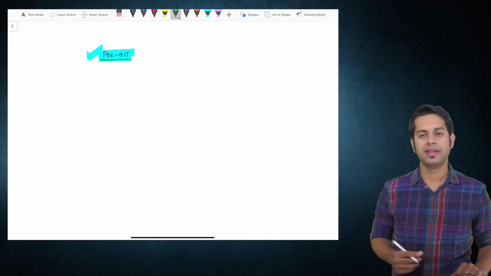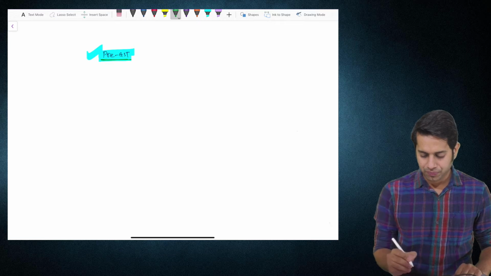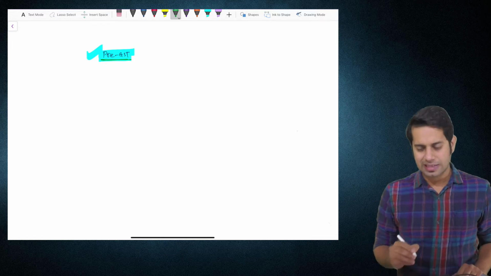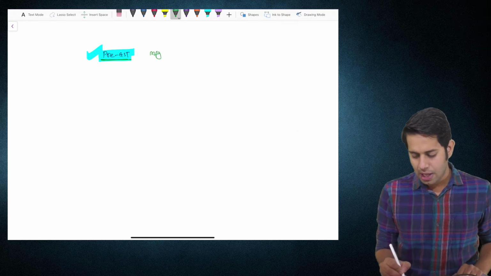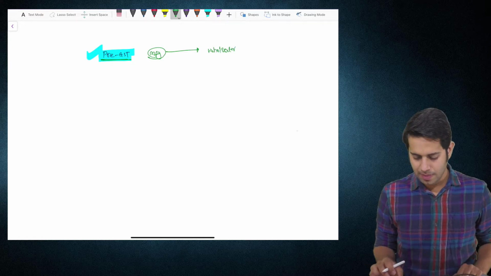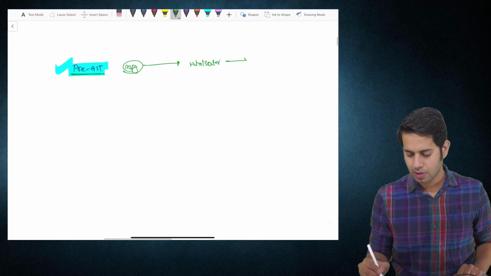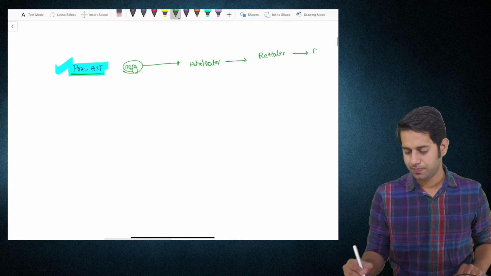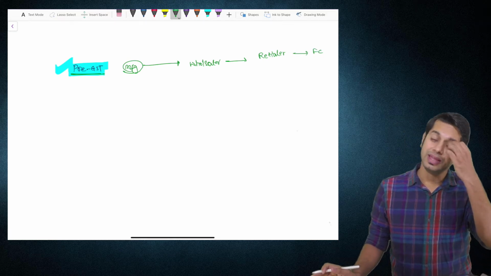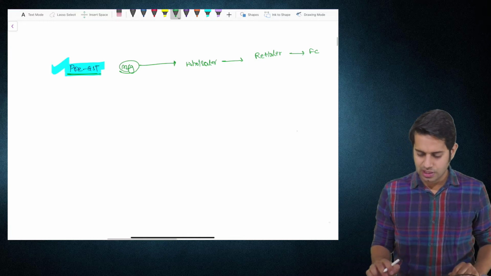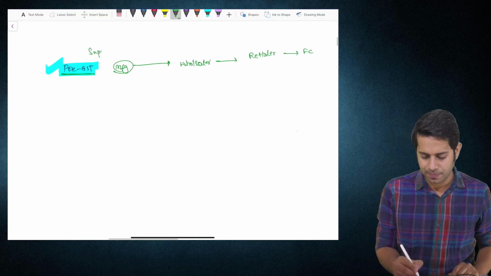Now, for understanding this, we will take an example of a supply chain which consists of 4 people. In this example, the supply chain will consist of a manufacturer, wholesaler, retailer, and the final consumer. These are the 4 different people in our discussion. These are the people who are there in the supply chain.